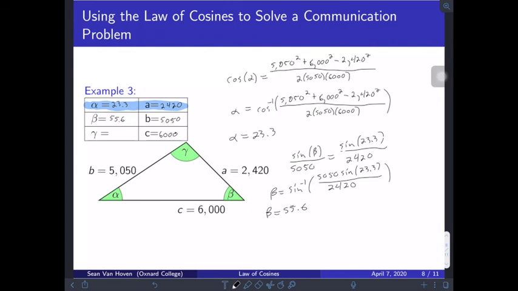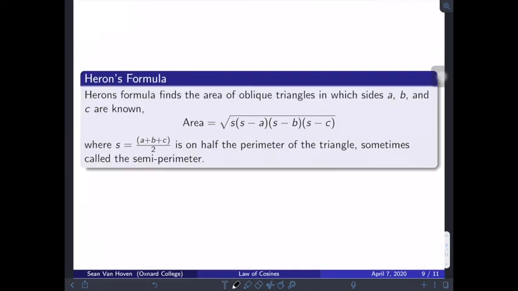Now we have 2 out of 3 angles, so we can find our gamma, 180 degrees, minus 23.3 minus 55.6, and getting an answer of 101.1.